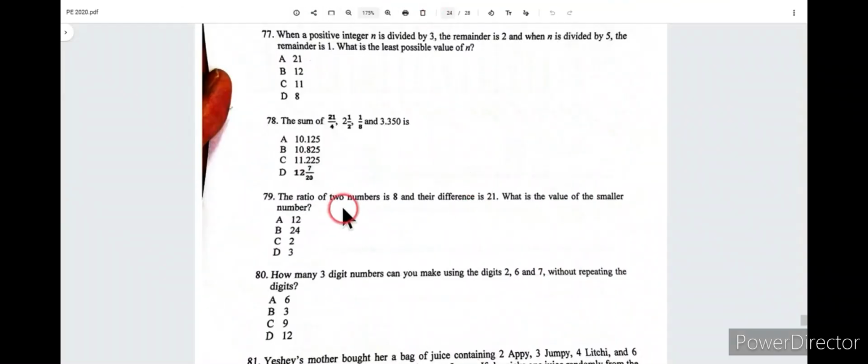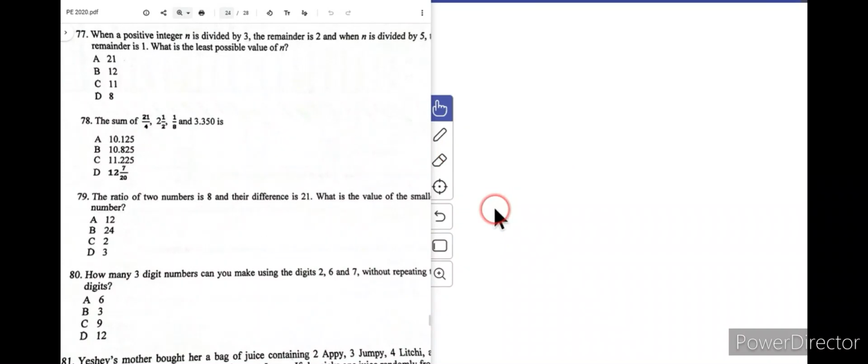Now let's go to question number 79. Question number 79: the ratio of two numbers is 8 and the difference is 21. What is the value of the smaller number? So in this case also we will not be using any formulas. What we will do is directly test with the given options.